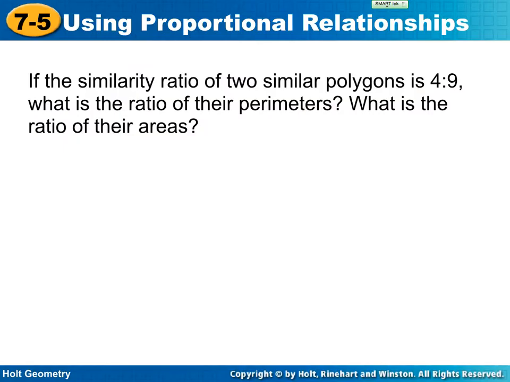Okay, so if the similarity ratio of two similar polygons is 4 to 9, I'm giving you the similarity ratio, 4 to 9. I want you to write down the ratio of the perimeters and the ratio of the areas. How about grab your marker board so I can tell you that. Give two ratios in the right order. Ratio of perimeters, ratio of areas.